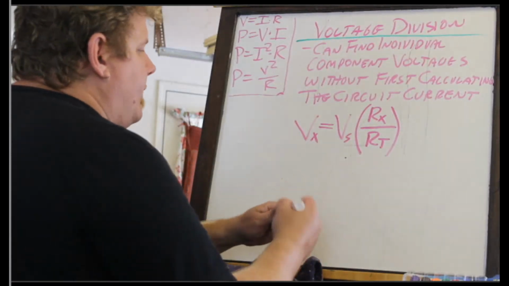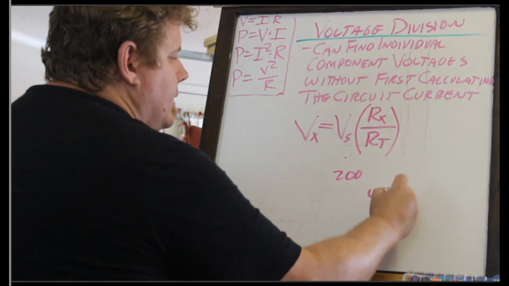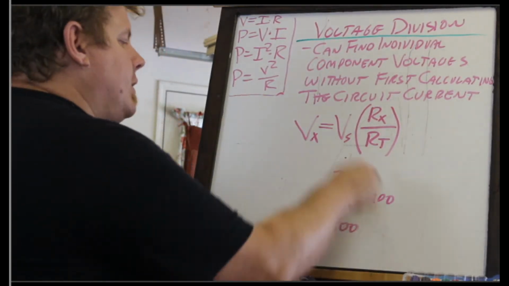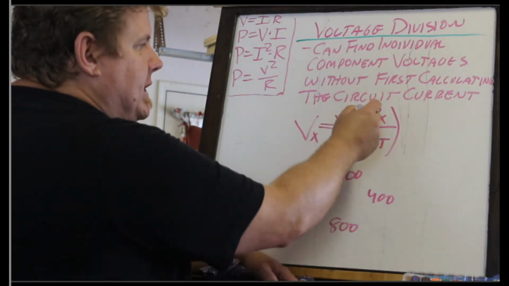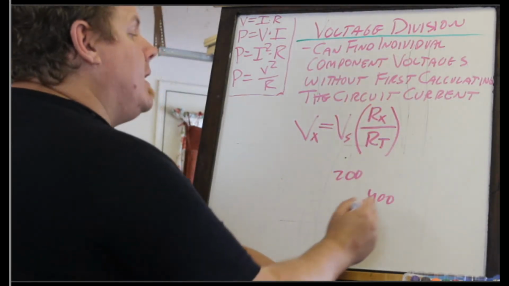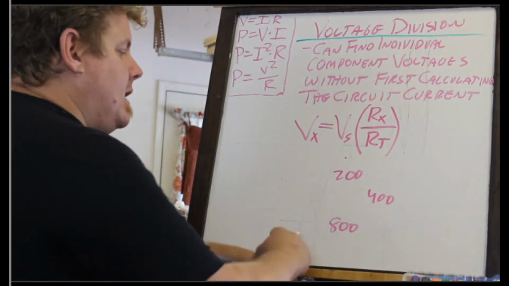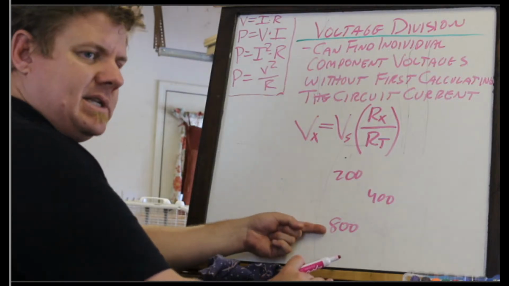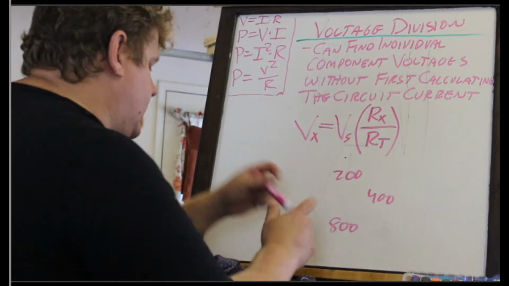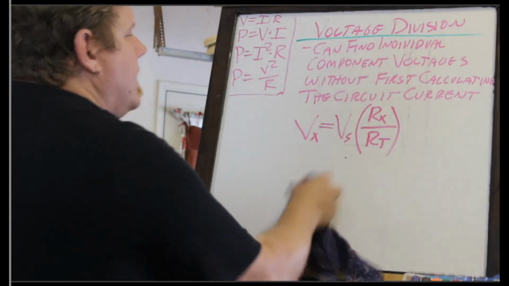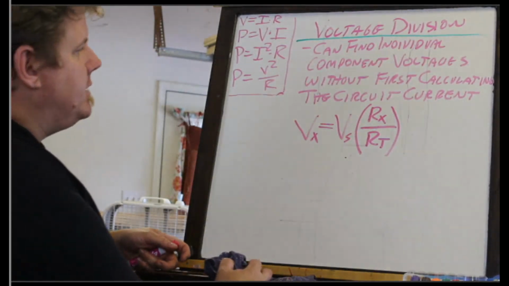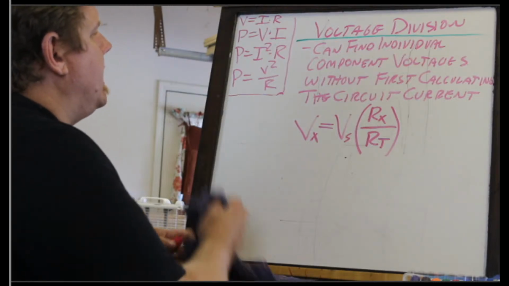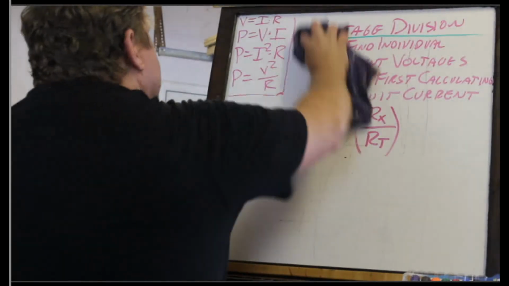So if we had 200, 400, and 800, like in the last one, the total is 1.4K, but this ratio is going to be 200 over 1.4K, 400 over 1.4K, and 800 over 1.4K. And I think that better illustrates why the bigger resistance gets more of the voltage. So let's go ahead and do this. That's the generic formula, and we're going to use this multiple times. If you have to, go ahead and pause if you're on demand, and I'm going to go ahead and erase this.